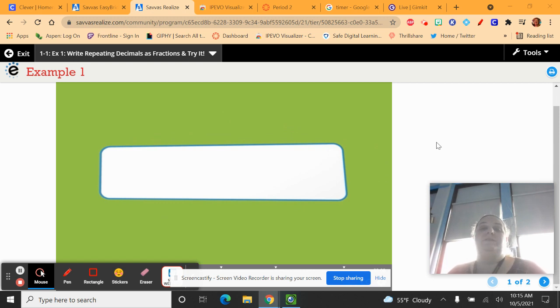So, from our first lesson, we know that repeating decimals are rational numbers. To be a rational number means it can be written as a fraction. So, we know that it can be written as a fraction, but we're not sure how to do that. That's what we're going to start studying today.